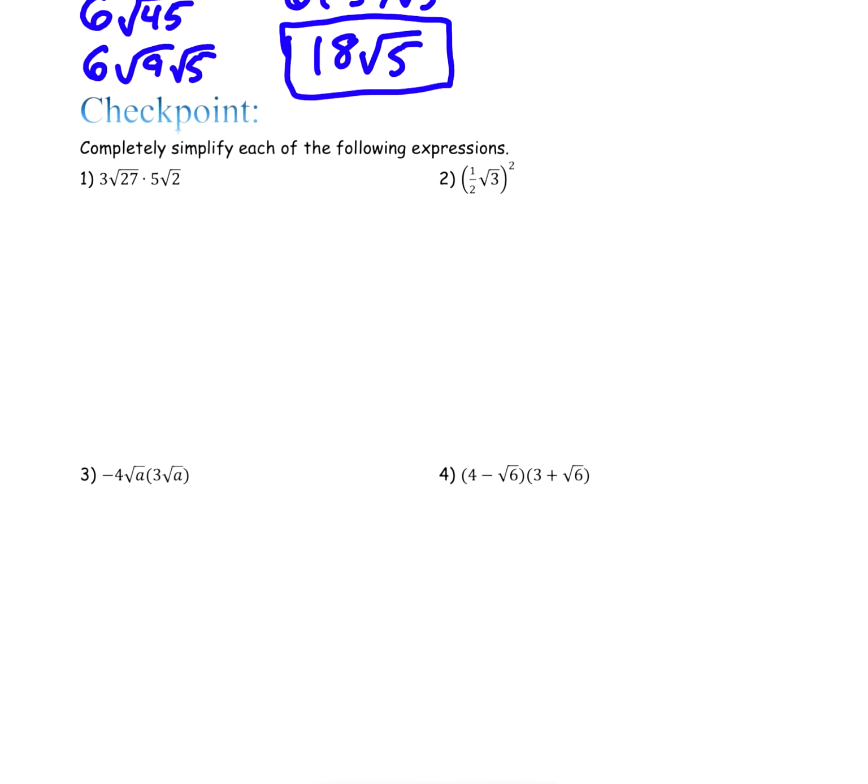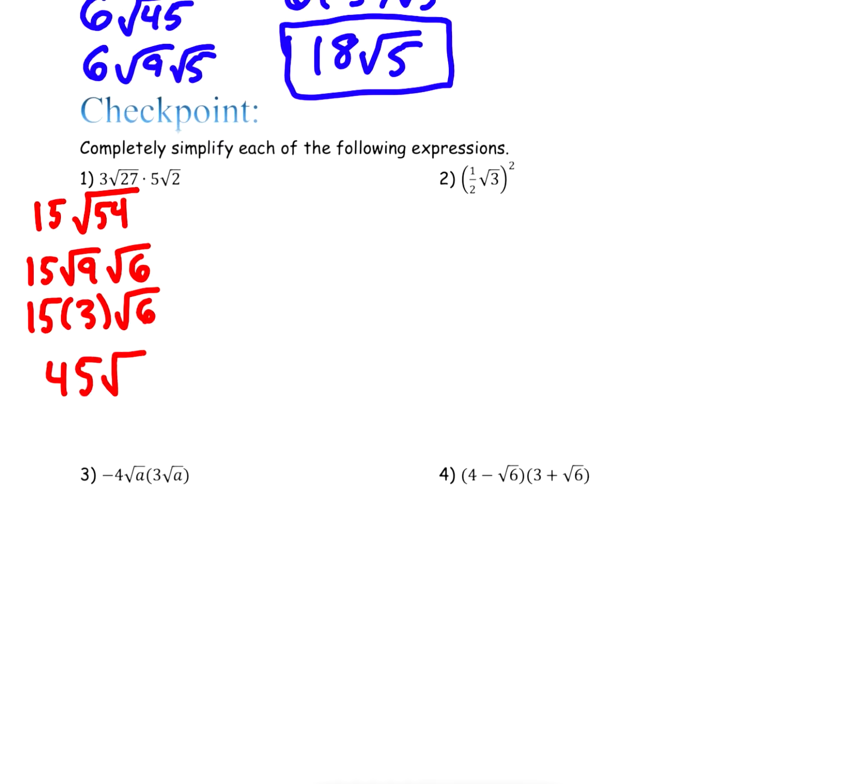So number 1, same thing, multiply coefficients, multiply radicands. So that would be 3 times 5, which would be 15. And then the radicands, 27 times 2, would be radical 54. What's the highest perfect square that goes into 54 evenly? Well, that would be 9, so that would be 15 radical 9 radical 6. And then radical 9 is just 3, so it'll be 15 times 3 radical 6, which would be 45 radical 6.